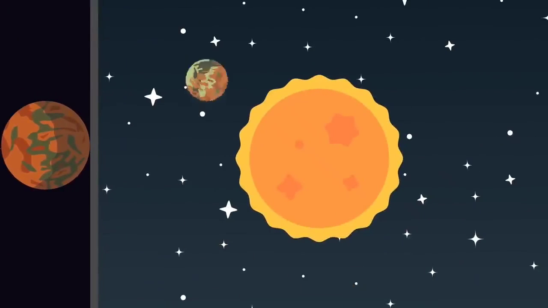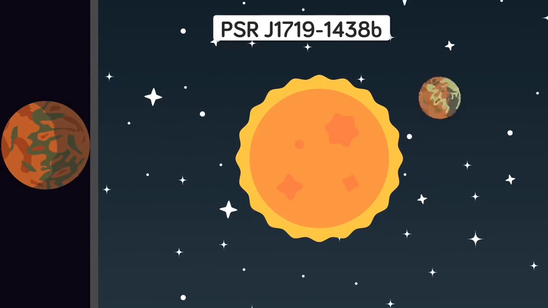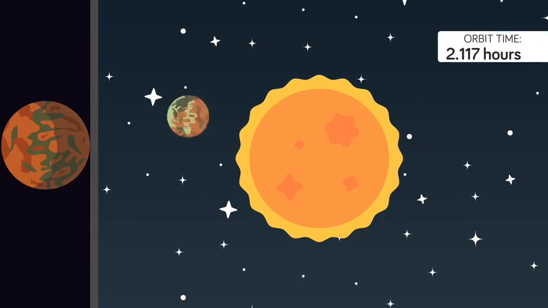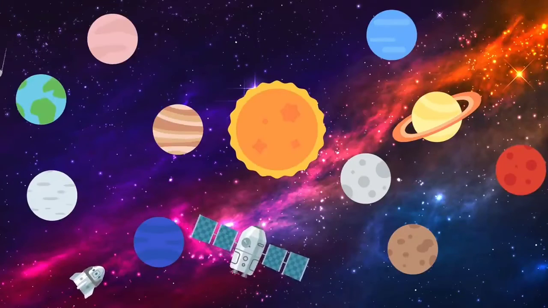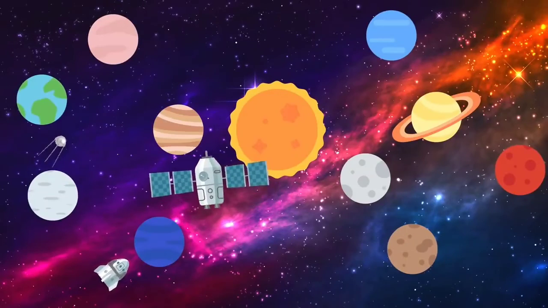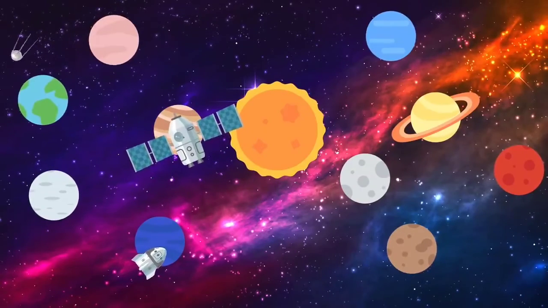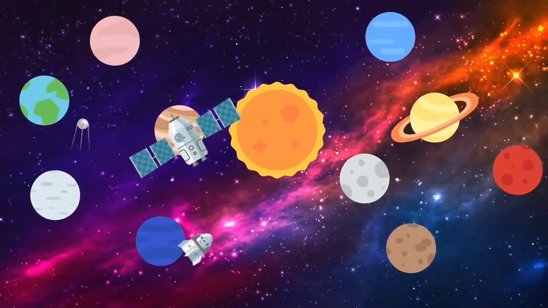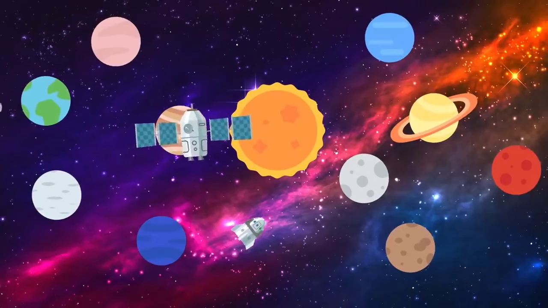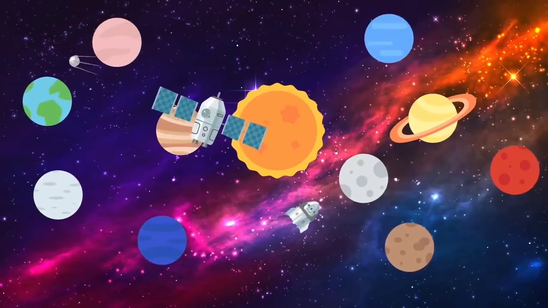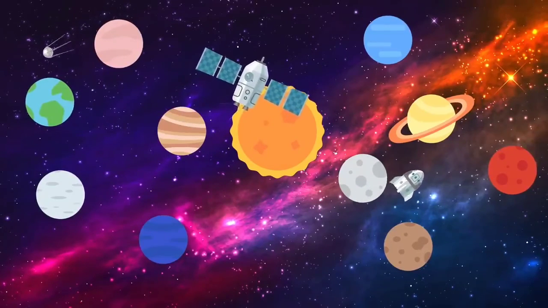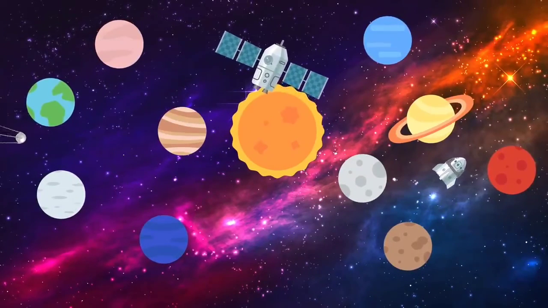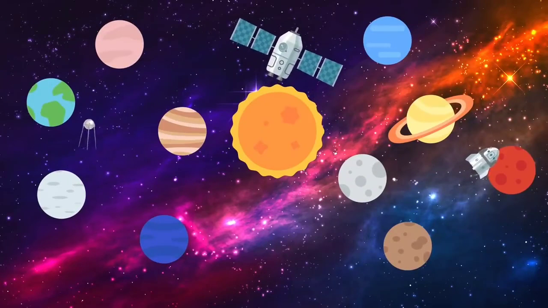Another speedy exoplanet, PSR J1719-1438b, has an orbit time of 2.117 hours. Despite only hunting for exoplanets for 25 years, our galaxy is already yielding some incredible and fascinating worlds, begging the question of just what else is out there. As our technology and techniques continue to improve, we're bound to discover even stranger, colder, and hotter worlds. If we're lucky, maybe one day we might get a visit.